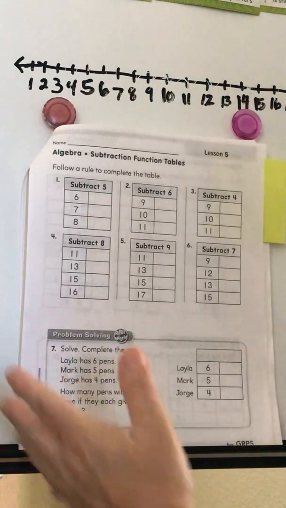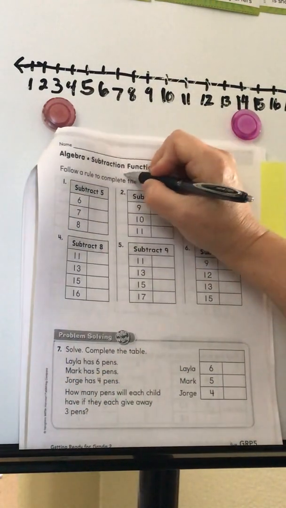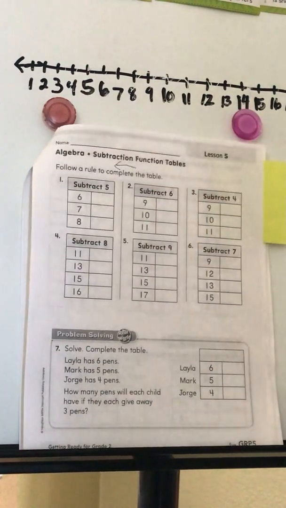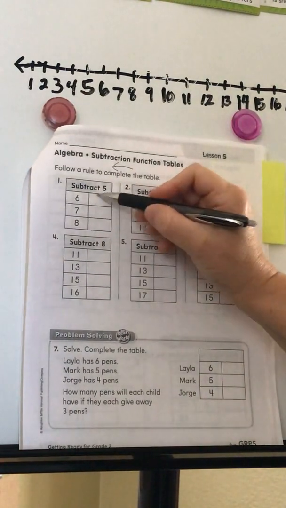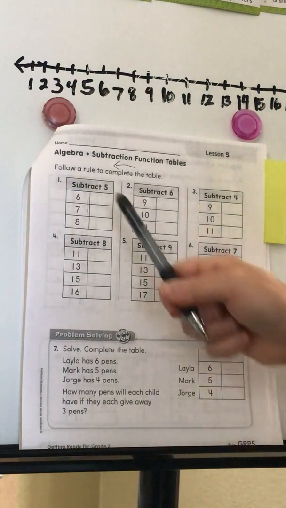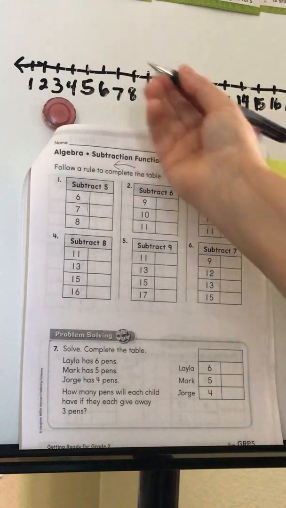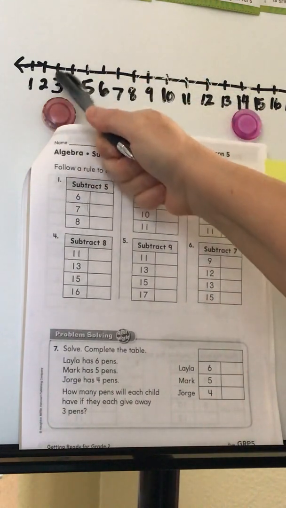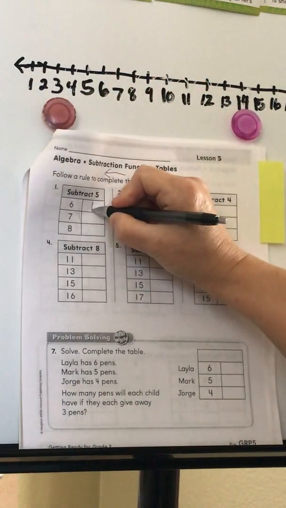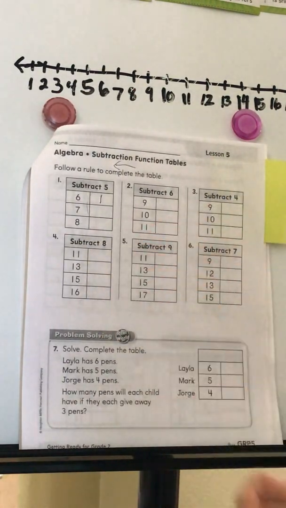Okay? Now lesson 5 is the exact same, except this time you're subtracting. Remember, if you're subtracting, you're going backwards on your number line. Okay? You're going to get a smaller number at the end. So it's taking away. So 6 minus 5. So if I go to 6 and I go 5 hops backwards. 1, 2, 3, 4, 5. 1. Okay? So you're going to do all subtraction here, going backwards.